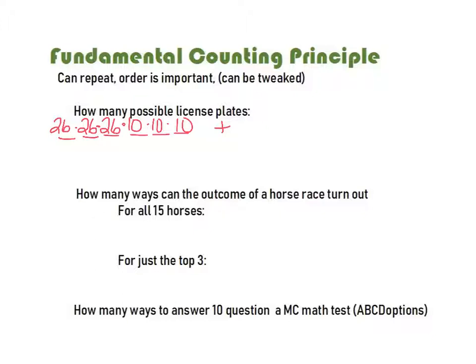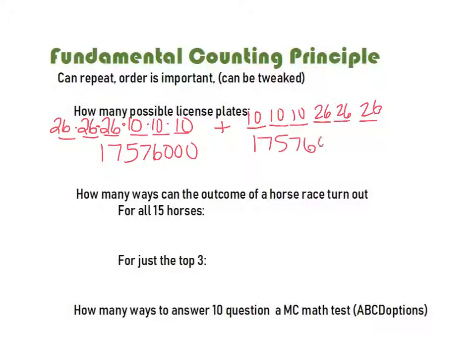Plus I'd have 1, 2, 3, 1, 2, 3. The other way around. 10 times 10 times 10 times 26 times 26 times 26. Now that's going to be the same number regardless of what order I'm doing it. And so real quick, this number over here is 17,576,000. And so this number is the same over here. Add them together or double it, whatever you want to do.